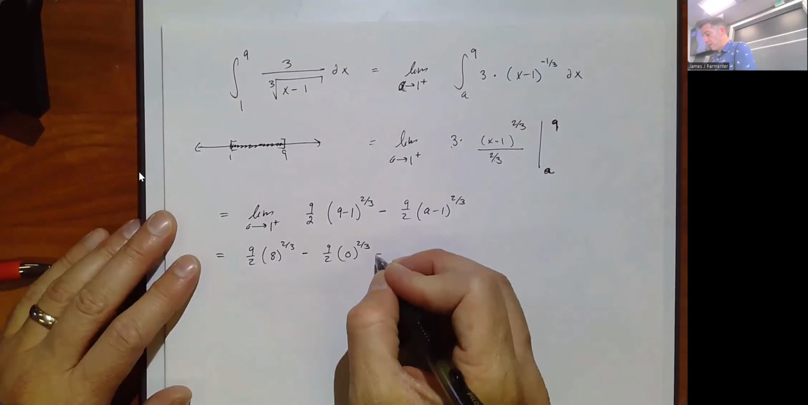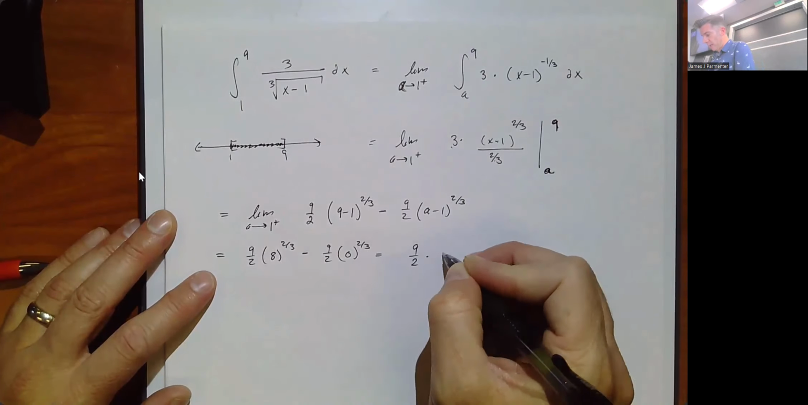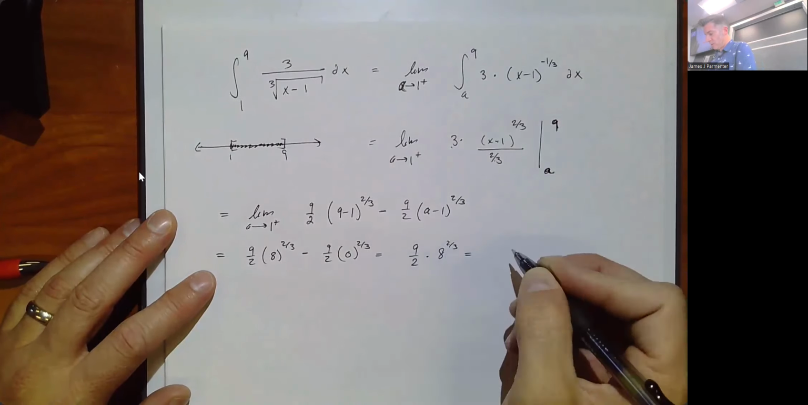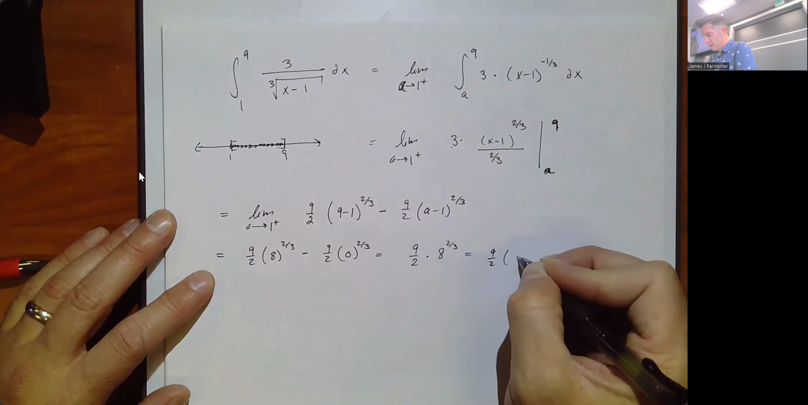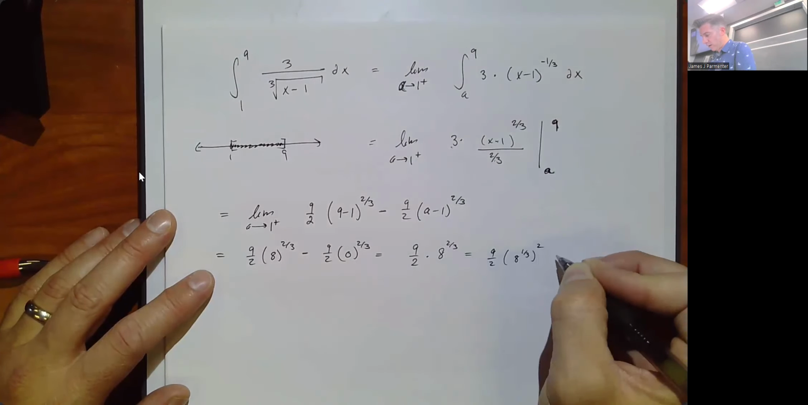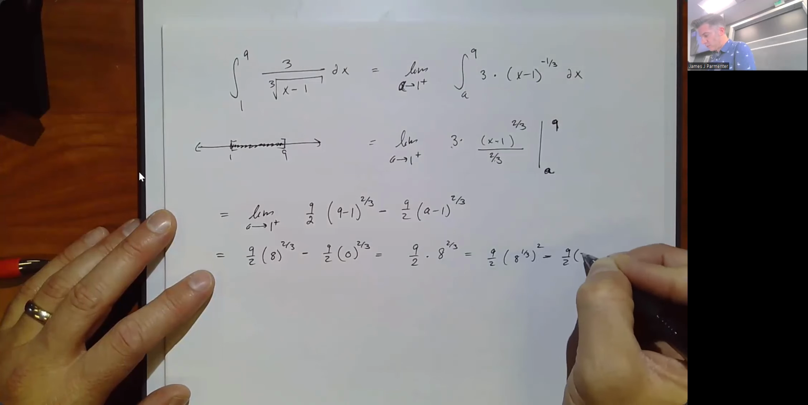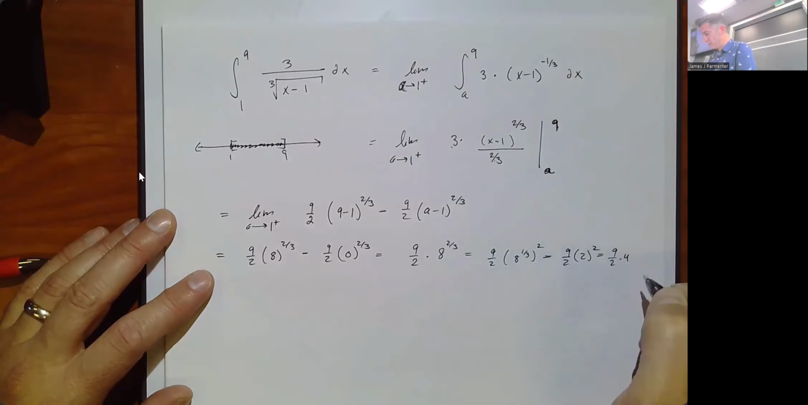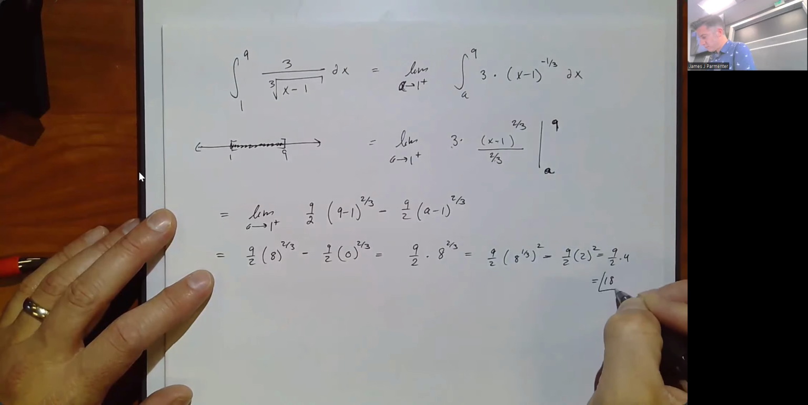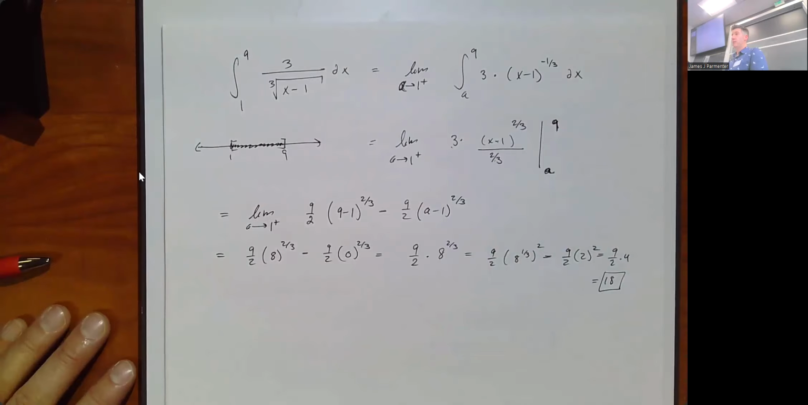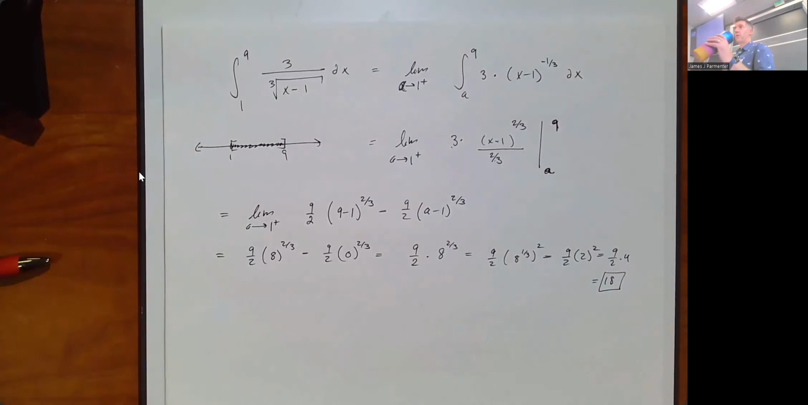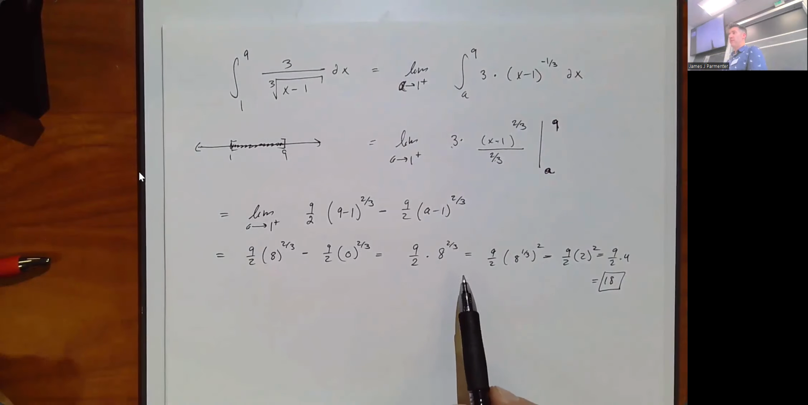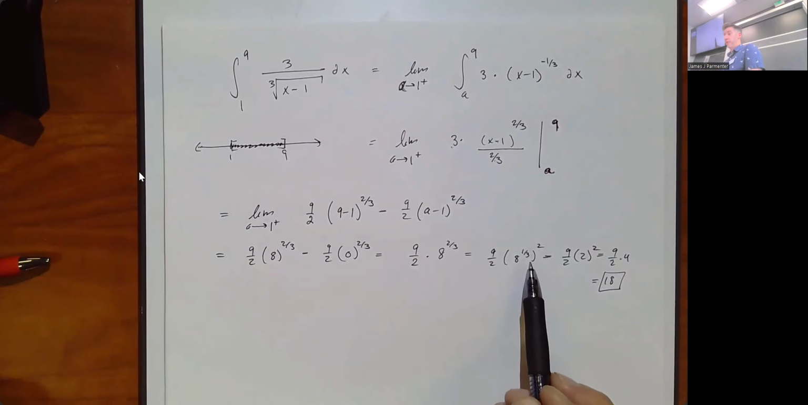So we're going to end up with 9/2 times 8 to the 2/3, which is 9/2 times 8 to the 1/3 squared, which is 9/2 times 2 squared, which is 9/2 times 4, which is 18. So this thing converges to 18. And there are other ways of dealing with 8 to the 2/3, but I think the easiest way is to do the root part first and the power part second.